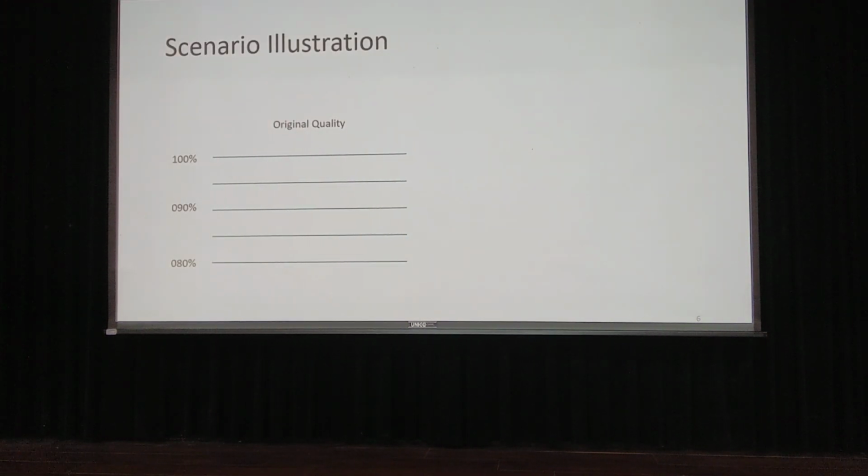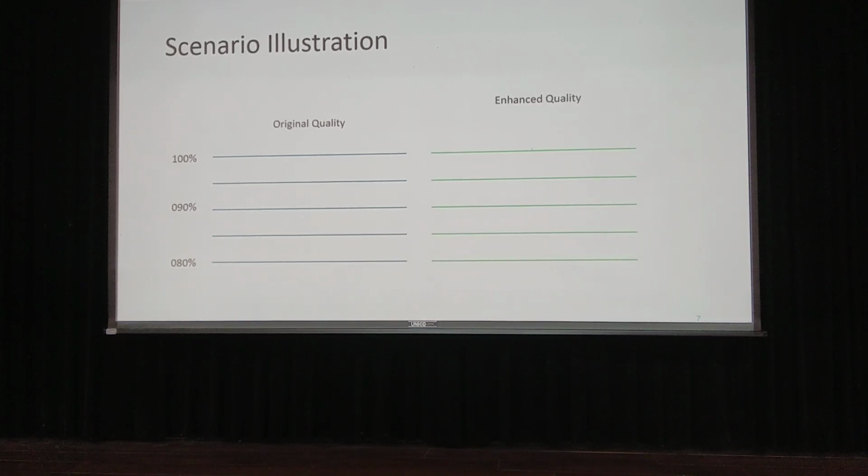Let me illustrate this situation. The scenario is like this one. The left-hand side is the original quality, and if we enhance the quality with this method, you can get the same result with a lower brightness level. So what I'm going to do is enhance the quality of the image without enhancing the exposure.